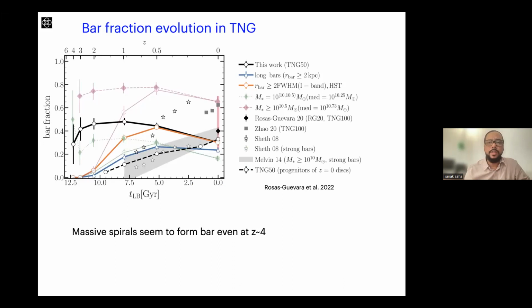So that's the current picture, nothing more that we know from the simulation side. It looks like the bar is very, very robust. If the fraction remains constant, then it could be robust, or there is a possibility of regeneration, which we need to understand.